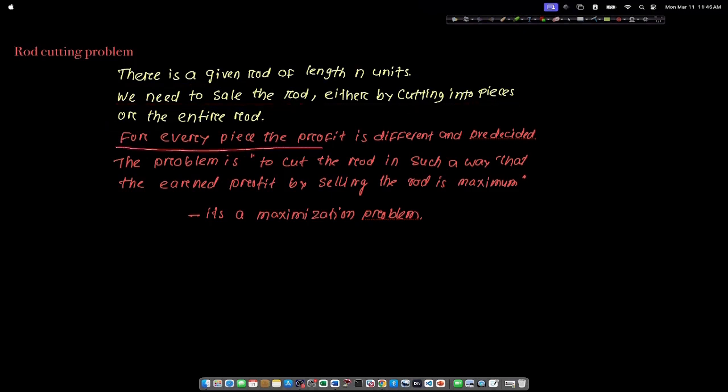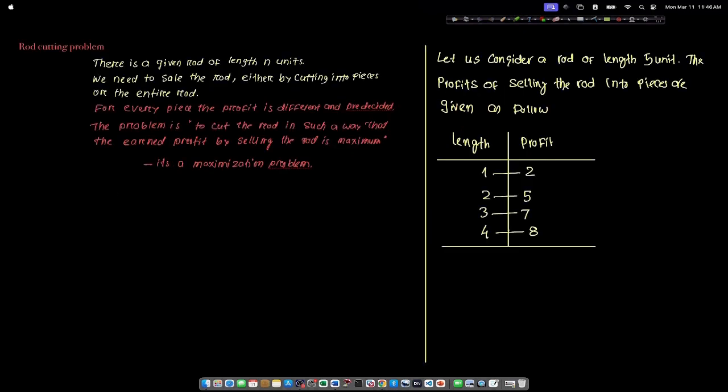For each of the pieces, the profit is different and it is pre-decided. And the problem is we need to cut the rod in such a way that the profit earned from selling the rod is maximum. This is a maximization problem.